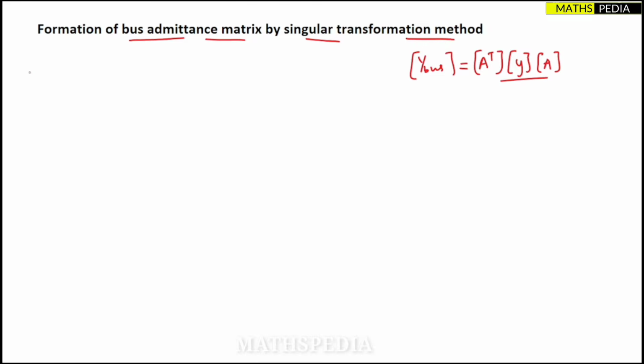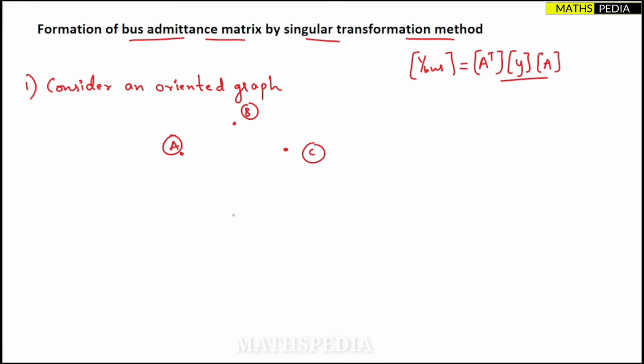So the first step is, let us consider an oriented graph. Any oriented graph you can consider. So let me take three nodes with one as reference. In singular transformation method, you should know that one you have to take as the reference, so ground it. So here I'll take three nodes. Let me name them A, B and C, and the ground or reference one as 0.